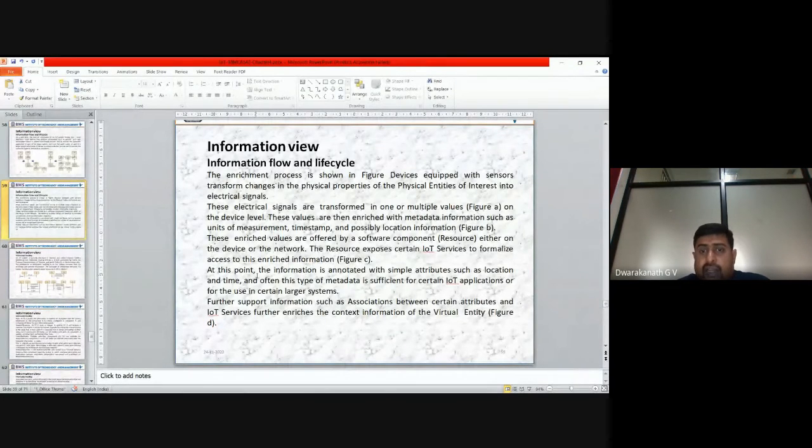At this point, the information is annotated with simple attributes such as location and time, and often this type of metadata is sufficient for certain IoT applications or for use in certain large systems. Further, support information such as associations between certain attributes and IoT services further enriches the context information of the virtual entity in figure D that I have explained to you.